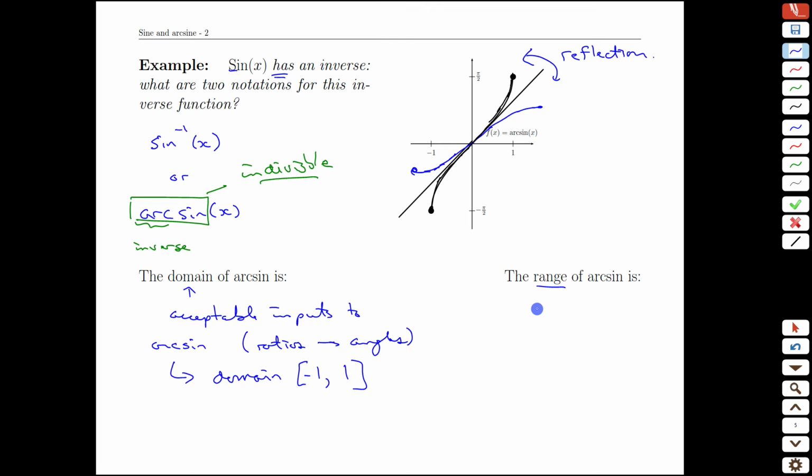The range is the list of possible outputs. And here we have angles coming back. And because of the way we've defined this restricted interval for the sine function, we can go from angles of negative pi by 2 up to pi by 2, and that's about it.